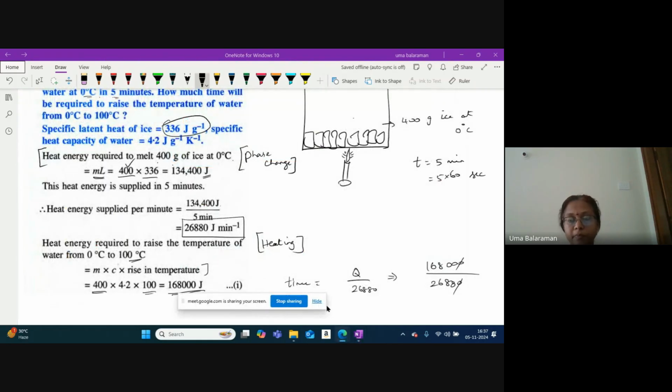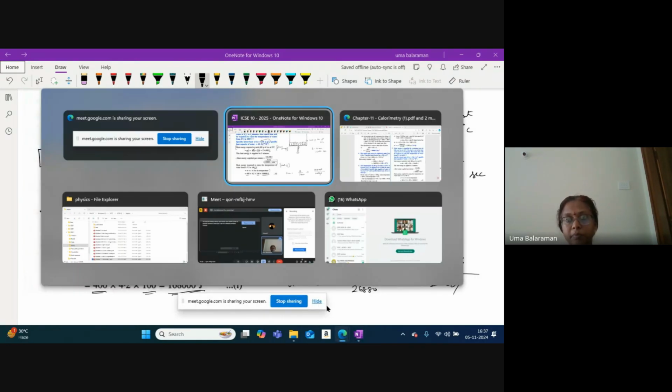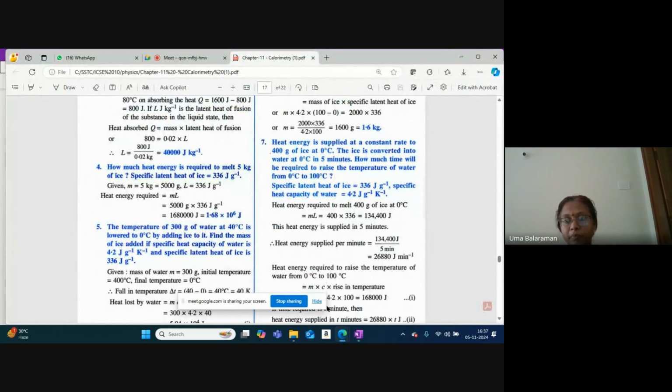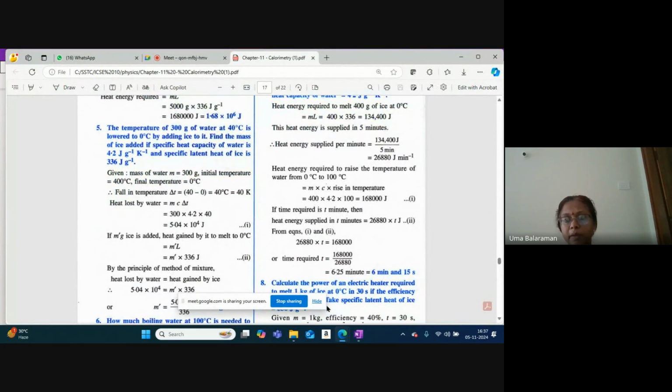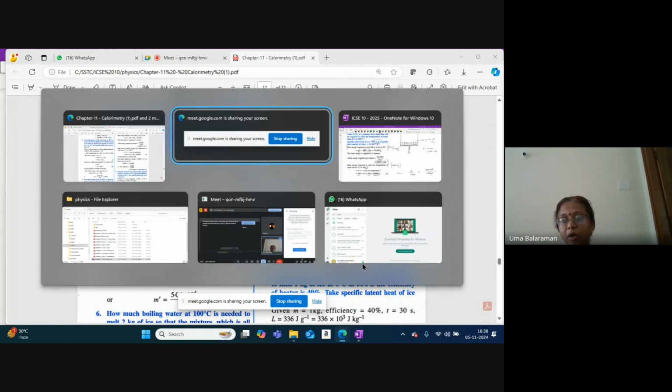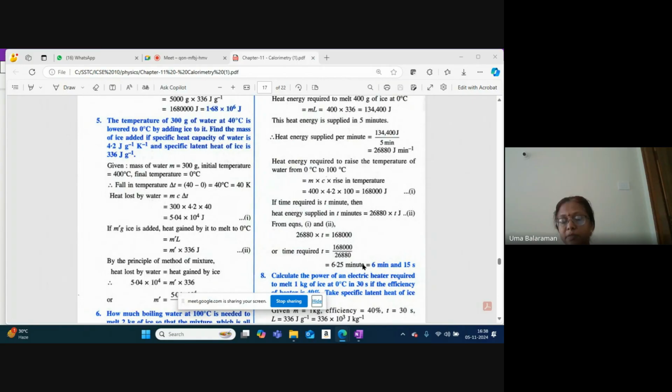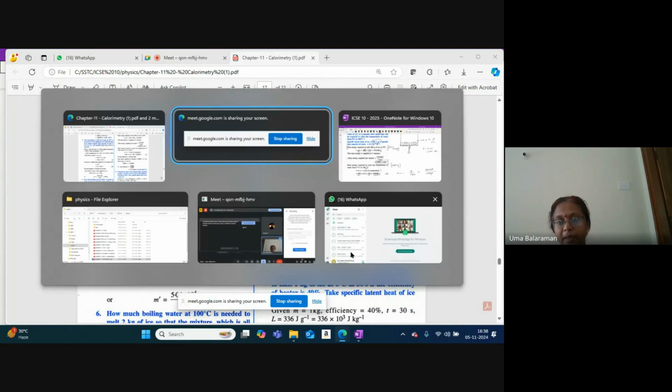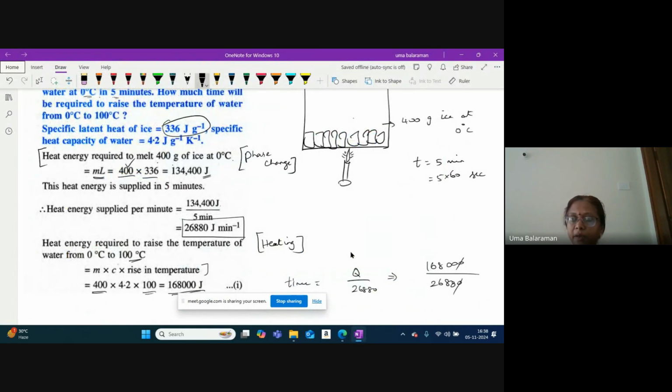So if you see, in T minutes we need that much, like we got 6.25 minutes. Why don't we convert it into seconds? Will that be better? So we have 300 seconds. So 134400 divided by 300.